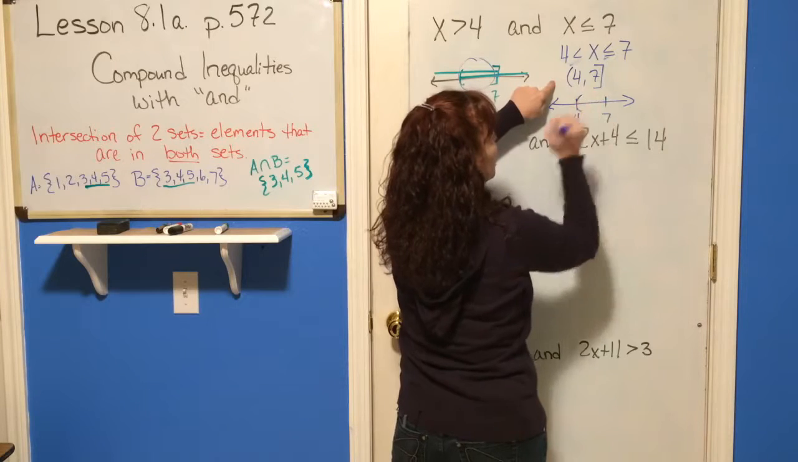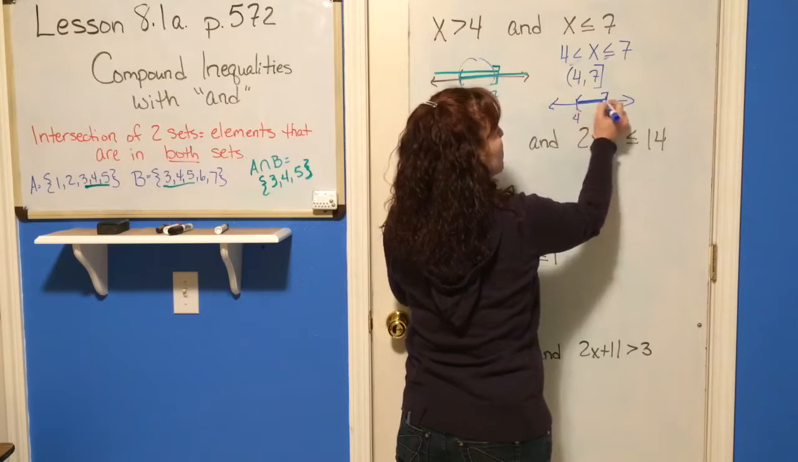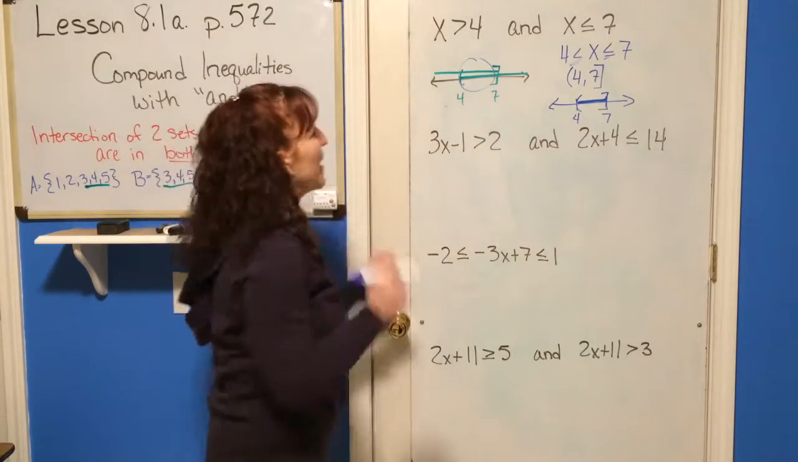We've got a soft endpoint at 4 and a hard endpoint at 7, and then you color what's in between. Okay, or shade in. Don't have to color it. All right, here we go.